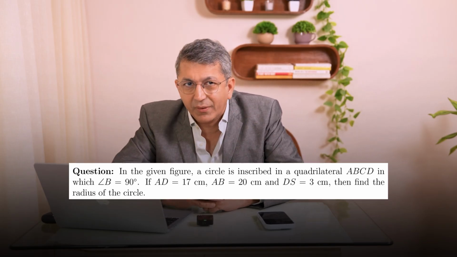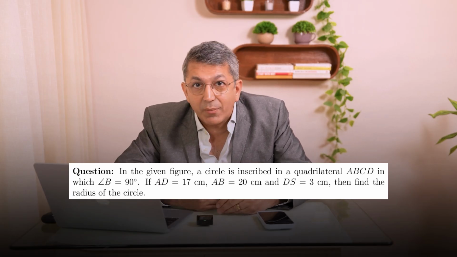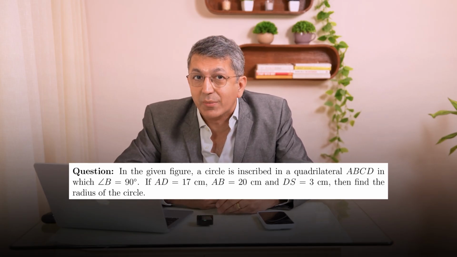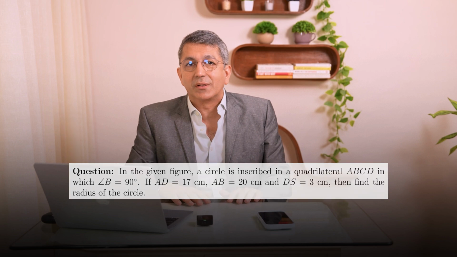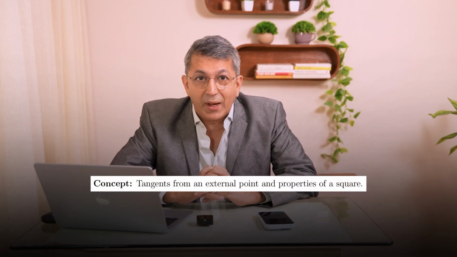Question: in the given figure, a circle is inscribed in a quadrilateral ABCD, in which angle B is 90 degrees. If AD is equal to 17 centimeters, AB is 20 centimeters, and DS is equal to 3 centimeters, then find the radius of the circle. Concept: tangents from an external point and properties of a square.